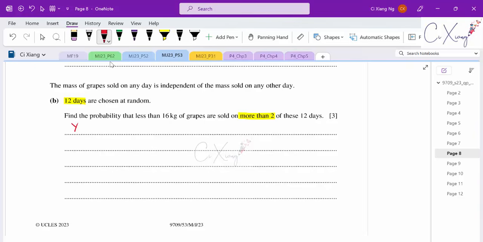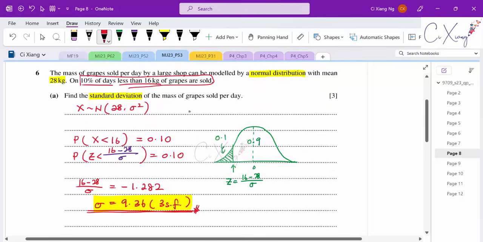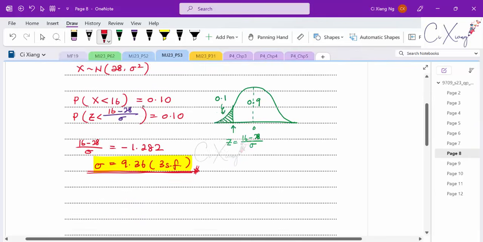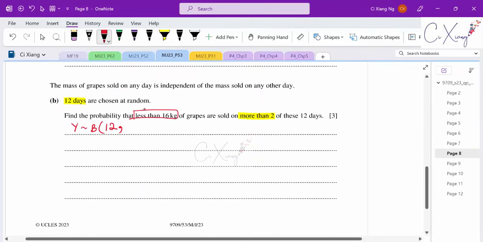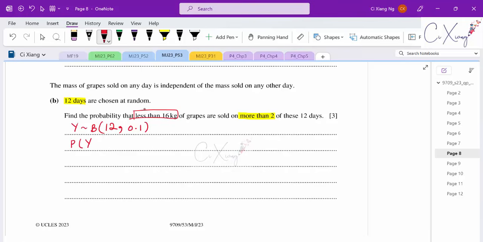We are talking about the number of days now, so I put it as Y. So Y is binomial distributed. The total number of days we have is 12. And then for p, I want the probability of less than 16 kilogram of grapes being sold. It was provided just now, the probability is 0.1 or 10%. Therefore, I can put it here as 0.1. They want us to find the probability that Y is more than 2.